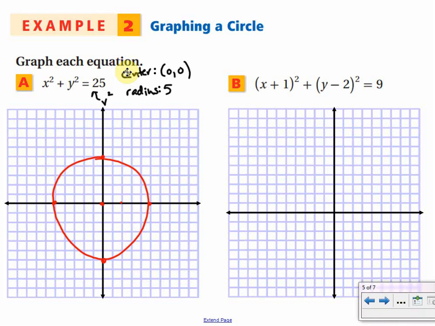My next example, I have x plus 1 squared plus y minus 2 squared equals 9. Remember that your h comma k is the opposite sign of the numbers in your equation. So my center here is going to be -1 and +2. You have to take the opposite sign. And my radius is 3, because this is r squared, right? So I'm going to start by plotting my center, -1, +2. And now I'm going to go 3 up, 3 down, 3 right, 3 left, and then circle it up.